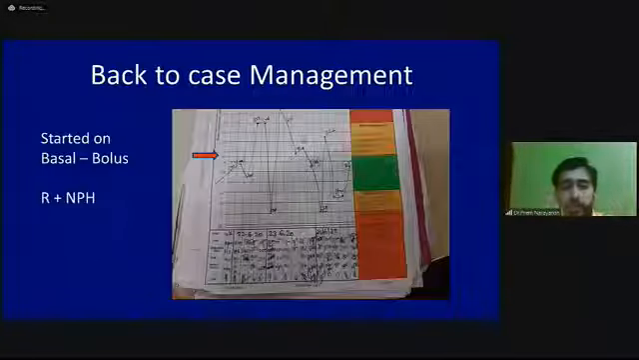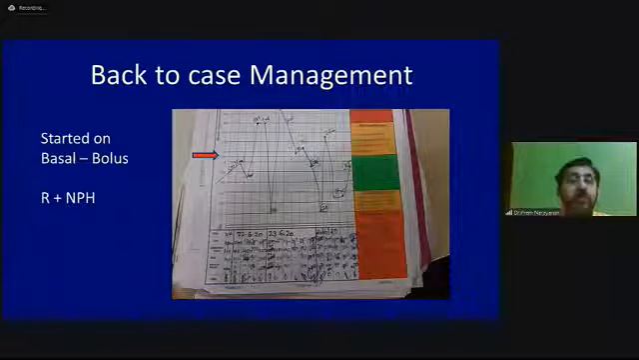So coming back to our case, maybe it would have gone out of your mind. The patient was a CLD with cirrhosis of the liver, Child C, and AKI and CKD with creatinine 2.1. Again, he was started on basal bolus with regular and NPH. You can see here from the initial days. This was 1 week after admission.